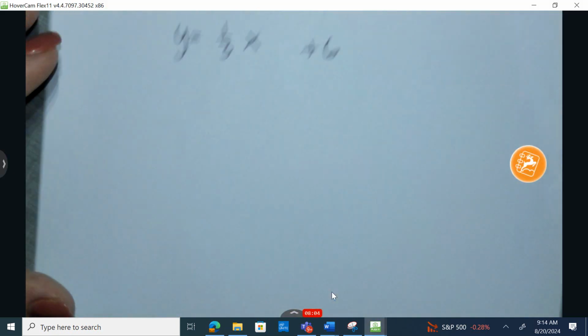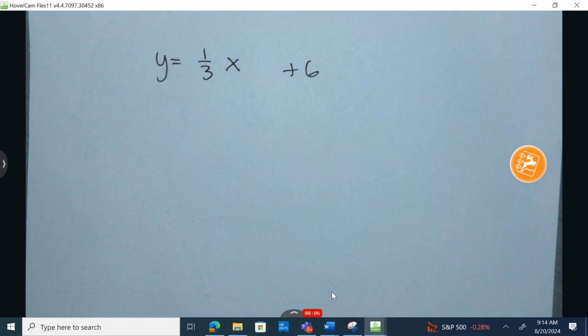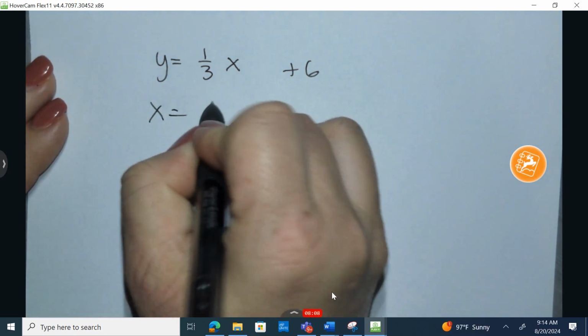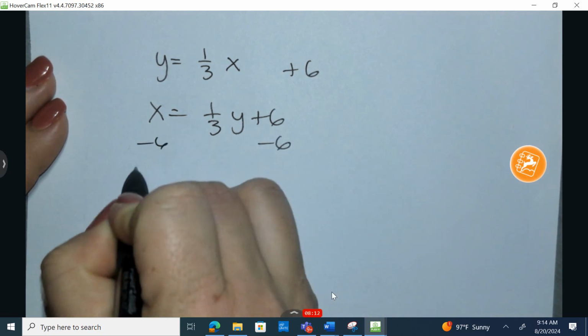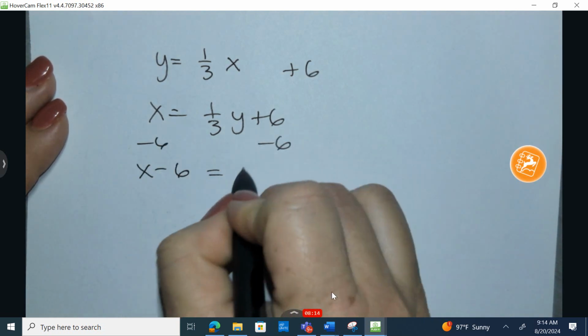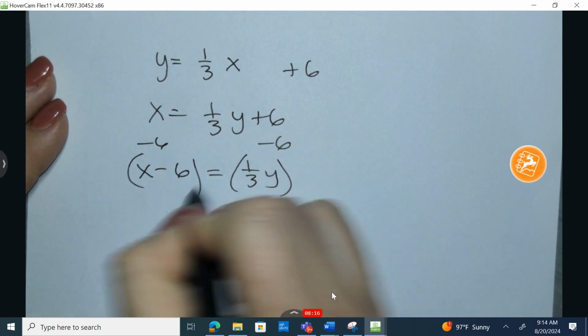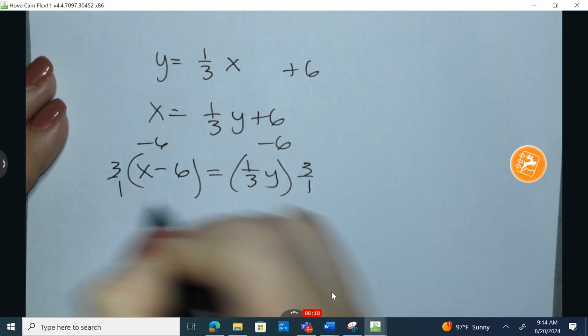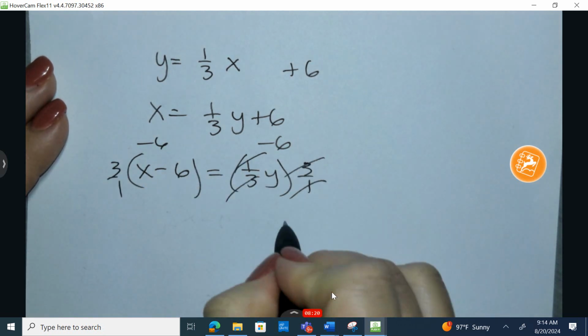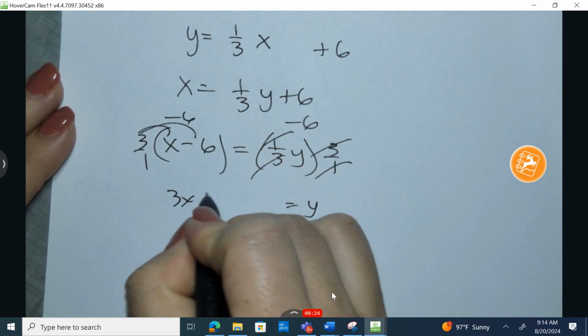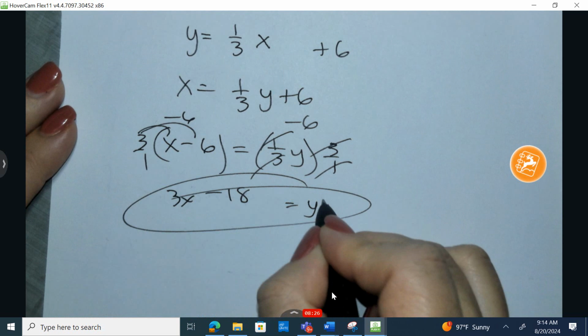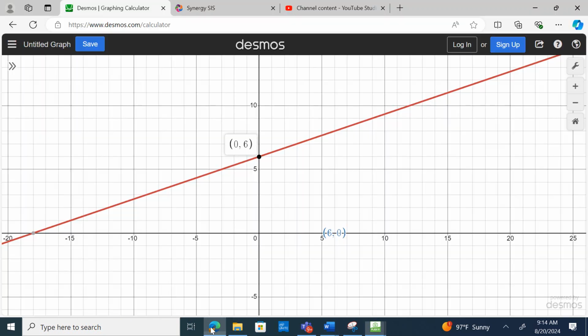Here's the original function. If I need to find the inverse of it so I could graph it, I'm going to switch the x and y. And then I want to isolate the y. So I'm subtracting 6 to the opposite side. I'm multiplying by the reciprocal. The 1s and the 3s are going to simplify to 1. And then I go 3 times x is 3x. 3 times negative 6 is negative 18. There is the inverse.